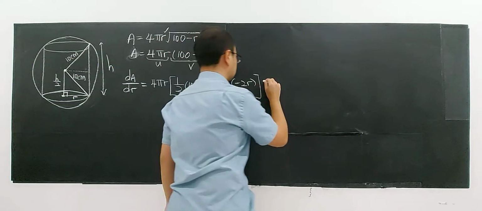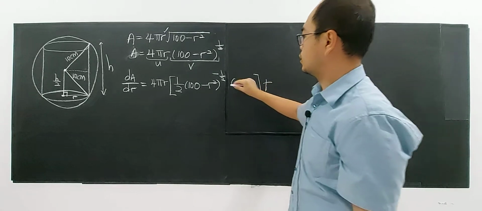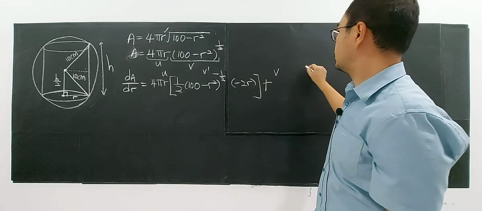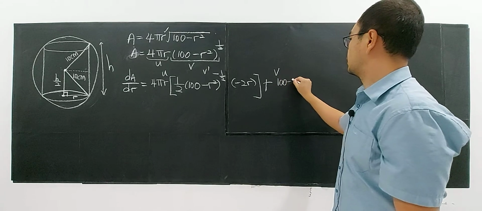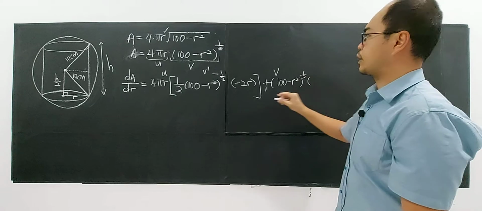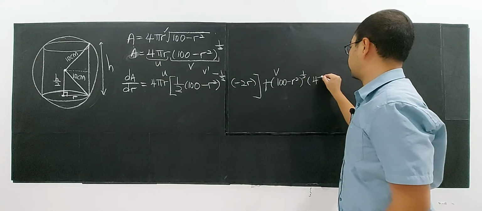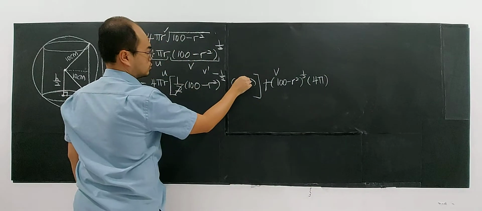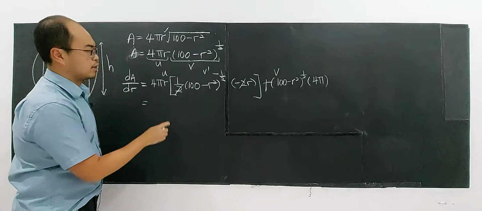Now secondly, we have v u prime. Not finished yet because this is u v prime. Now it's v u prime, your v, so 100 minus r to the power of 2, v u prime. Differentiate 4 pi r, you have 4 pi. Later you know that 2 and 2 cancel off. So you will have 4 pi r, right?